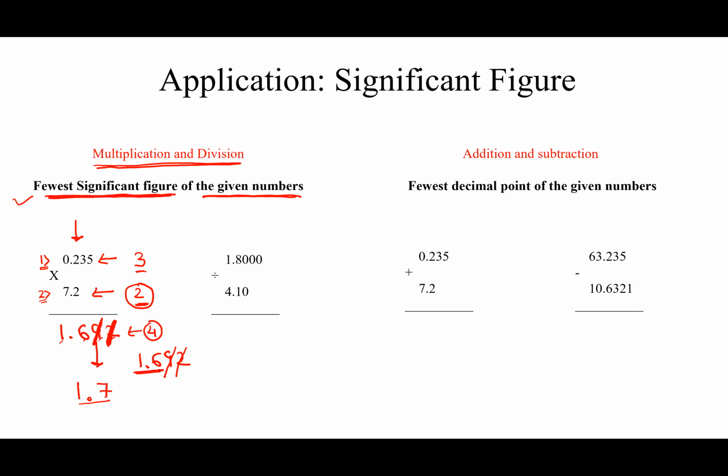So it should be 1.6. The number that you are trying to get rid of is 9. When the number is 5 or greater, you add 1 to the number that you are going to retain. That is basically called rounding off. So instead of 1.6, we add 1 to 6, making it 7. So 1.7 is your correct answer in terms of significant figures. You must write down your answer as 1.7. Does it make sense?